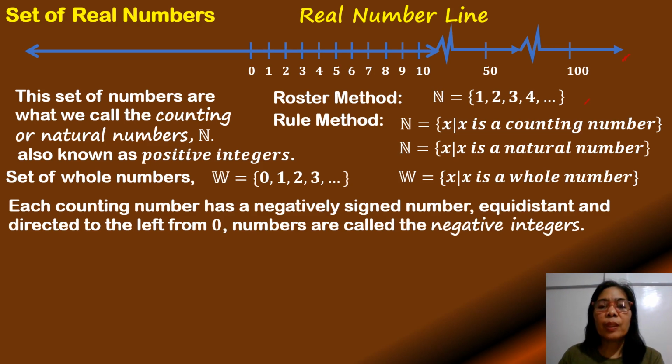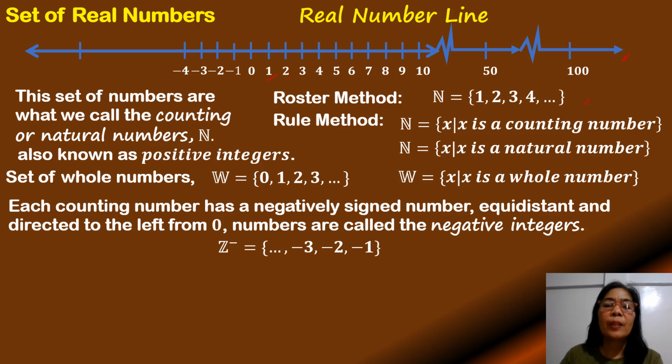So each counting number has a negatively signed number equidistant and directed to the left from 0. And these numbers are called negative integers. If each of these 1, 2, 3, 4, 5 are positive integers, then we have these numbers directed to the left from 0. We have our negative 1, negative 2, negative 3, and so on. Each of these counting numbers has an equidistant and negatively signed number directed to the left from 0, and they are what we call the negative integers.